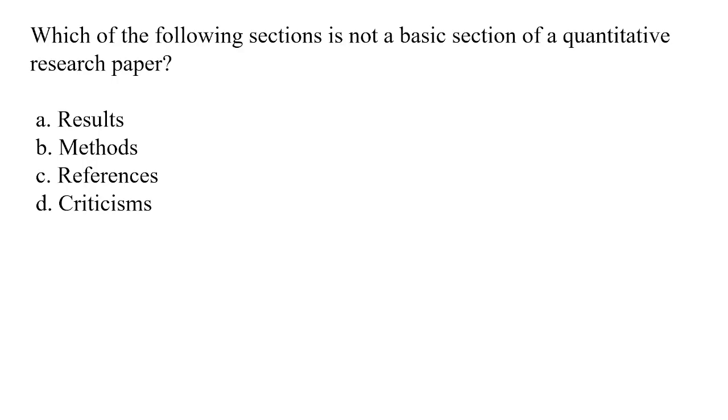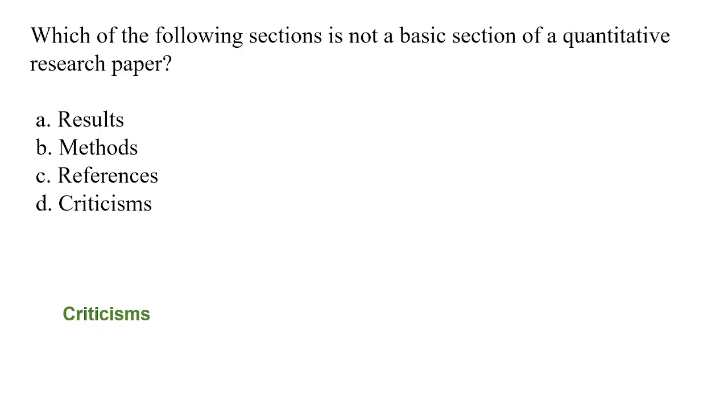D, correct. Criticisms. Generally you don't see criticisms in a quantitative research paper. In the discussion section, the authors might write a little bit of limitations. The authors, results, methods, and references are like indispensable parts of a research paper. You have to mention these three. The criticism part I've never seen in any kind of research paper I have read.